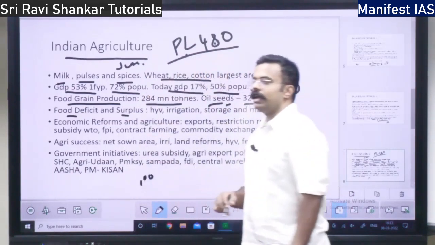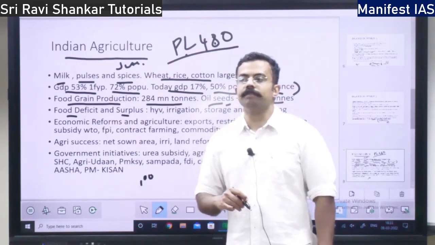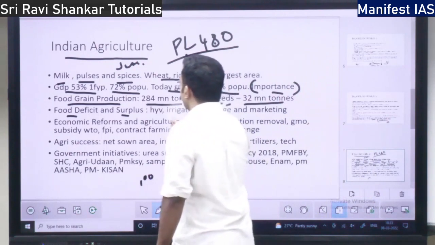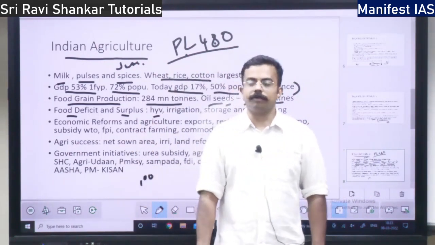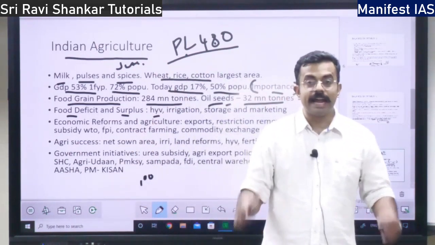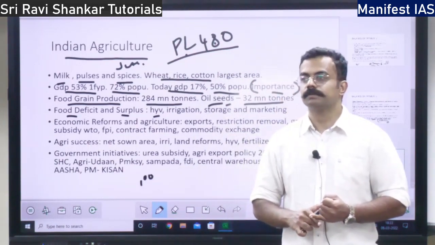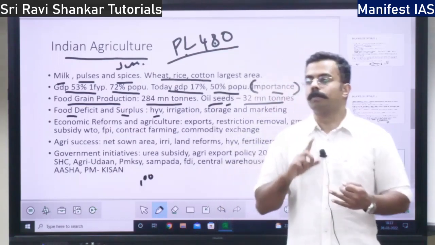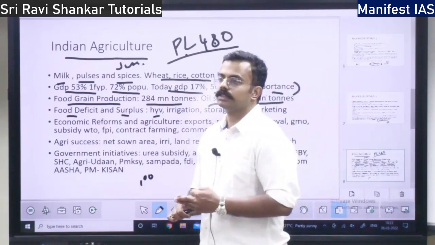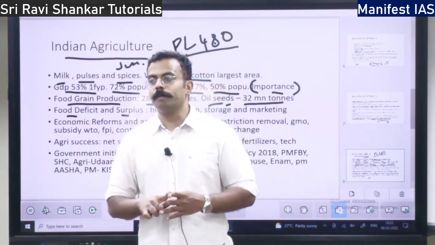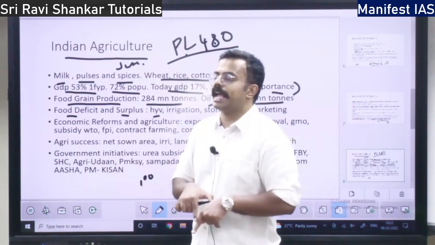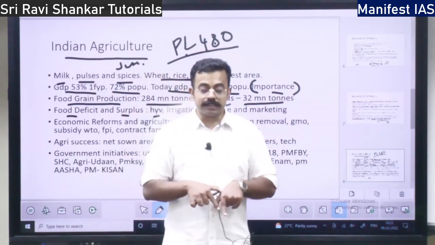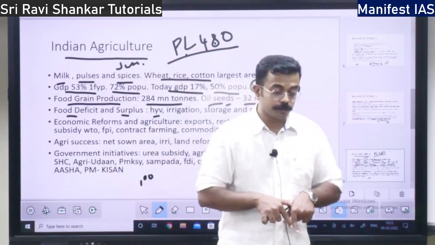So how did we manage to produce surplus food? First, we used package technology. What is package technology? High yielding variety seeds, proper irrigation, proper fertilizers, proper MSP, procurement. All these were given as a package to the farmers, right?